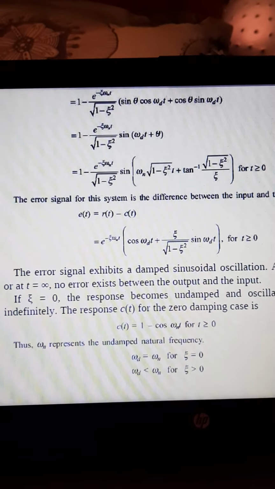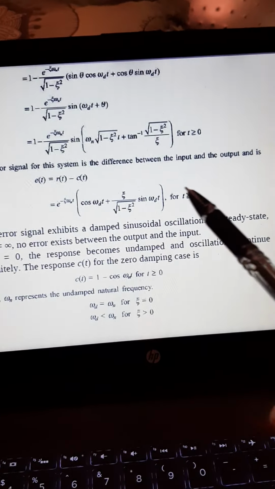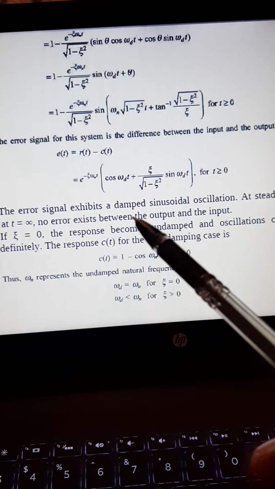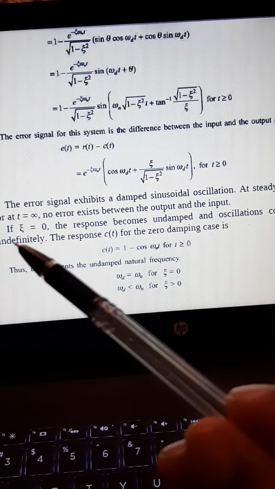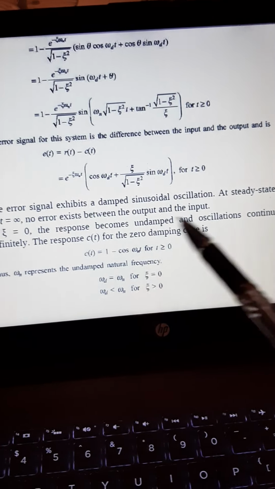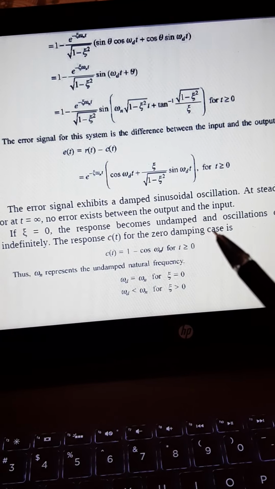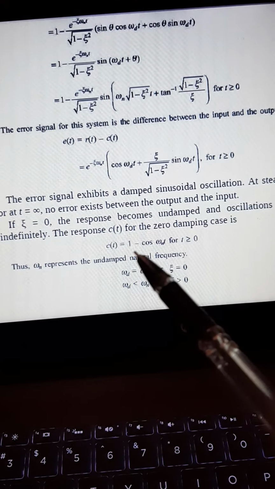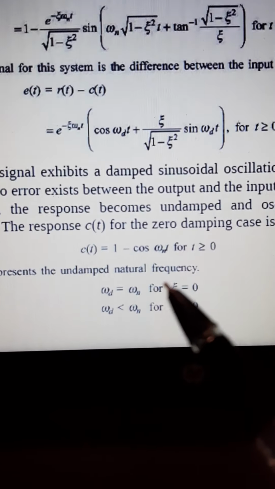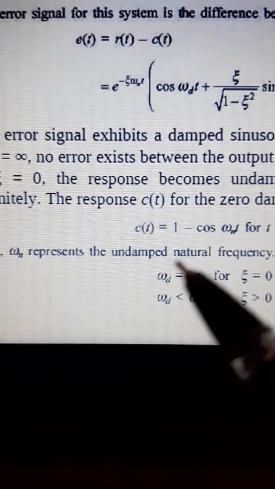So you have to find that the error signal exhibits damped sinusoidal oscillations. When you observe this at steady state, or at t equal to infinity, no error exists between the output and input. If xi is 0, the response becomes undamped and oscillations continue indefinitely. The response c of t for the zero damping case is c of t equal to 1 minus cos omega n t for t greater than or equal to 0.